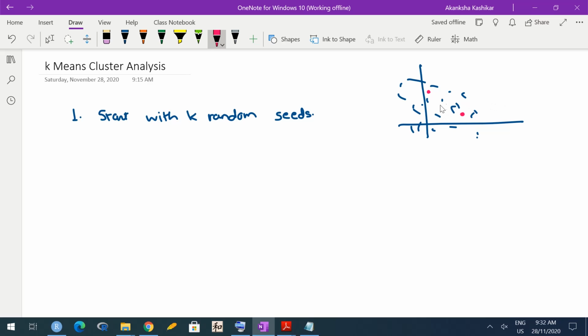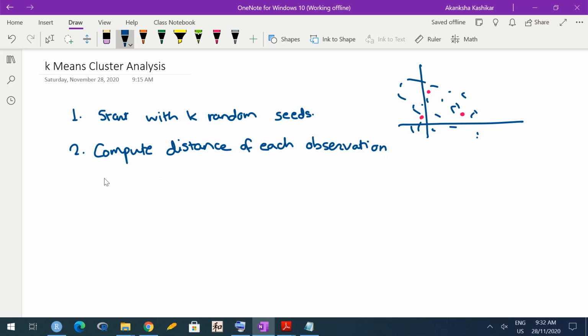If you want 2 groups, you will select 2 points, if you want 3 groups, you will select 3 points, and so on. So depending on the number of groups you want, we will choose the seeds. We want k groups, so we would choose k seeds. Then compute the distance of each observation from each of the seeds.